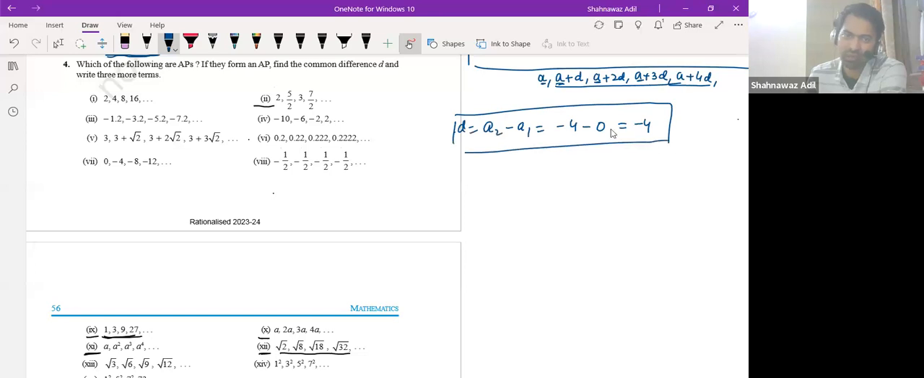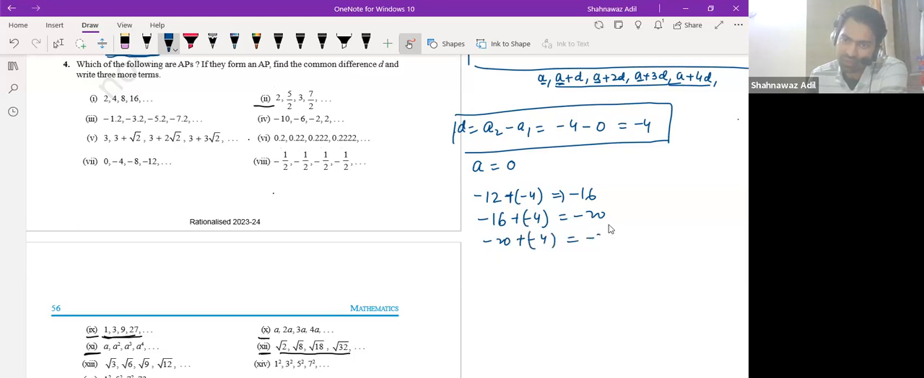Then you have A 0, D -4. Then we have to write -12 plus D. The next term would be what? -12 plus D, so -4, which is -16, and then -16 -4, so -20, and -20 -4 is -24. So these are the next three terms.